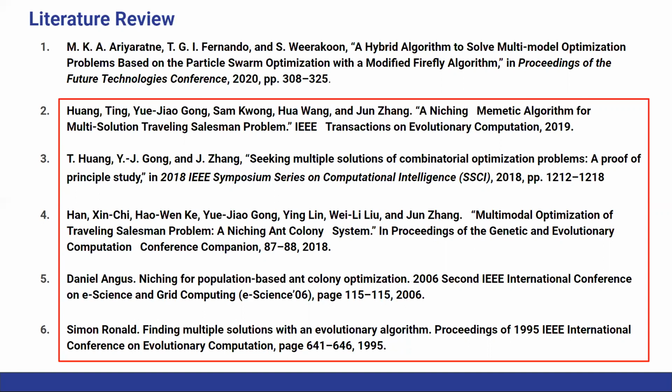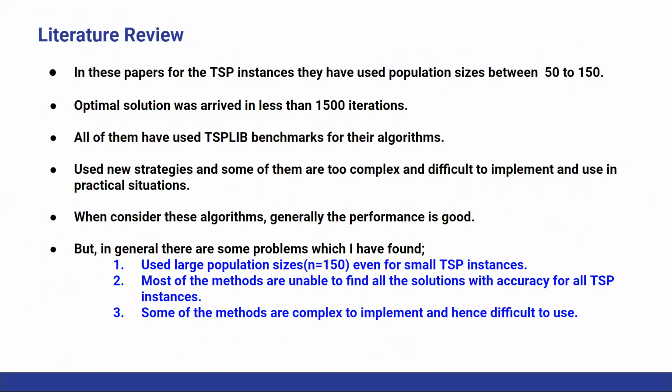Let's see the summary of the literature review. They have used population sizes between 50 and 150. The optimal solution was arrived at in less than 1500 iterations. They have used new strategies and those are too complex. There are some drawbacks.